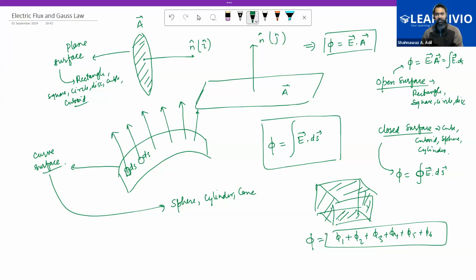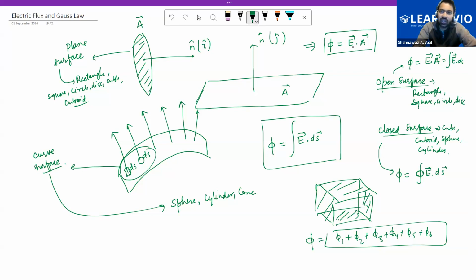What kind of surface is that? Is it an open surface? Is it a closed surface? Is it a plane surface? Is it a curved surface? If it is a curved surface, you use this one. If it is a plane surface, we use this one. Right? And that is dependent upon area, right?